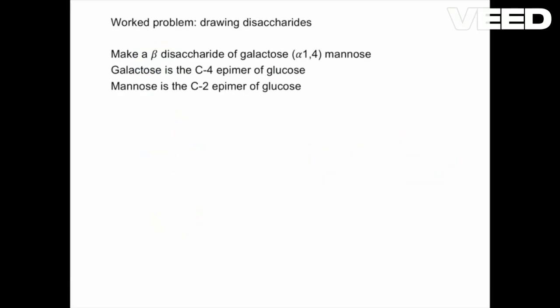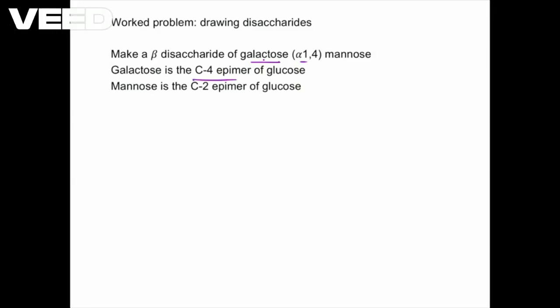We're going to do several worked problems where you're going to be drawing disaccharides. So we'll start with drawing a beta disaccharide of galactose and mannose with an alpha 1 to 4 bond. So in reading this, when we see galactose corresponding with carbon 1, that means that galactose is contributing its anomeric carbon. So let's first draw galactose.